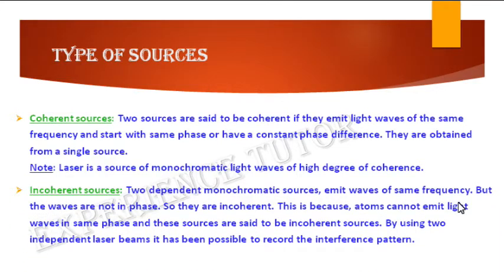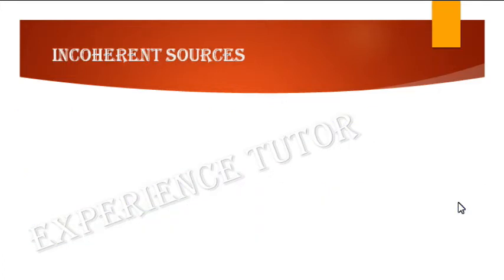Incoherent sources. Two independent monochromatic sources emit waves of the same frequency, but the waves are not in phase, so they are incoherent. This is because atoms cannot emit light waves in the same phase, and these sources are said to be incoherent. By using two independent laser beams, it has been possible to record the interference pattern. Now, this was just the definition. Let us study in detail. First we'll see incoherent sources.